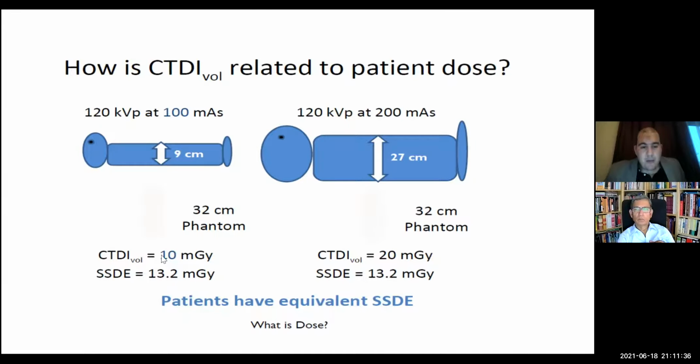But now, for the site-specific dose estimate, if I get the diameter of the patients, make the scan length, get the effective diameter or the dimension of the slice, and go through AAPM, you will get that the site-specific dose estimate is the same for the patients. So now the site-specific dose estimate becomes more accurate in these cases, because CTDI volume gives you 10 milligray and here gives you 20 milligray and you are reducing the dose. But actually, they have the same site-specific dose estimate. So they have an equivalent site-specific dose estimate.